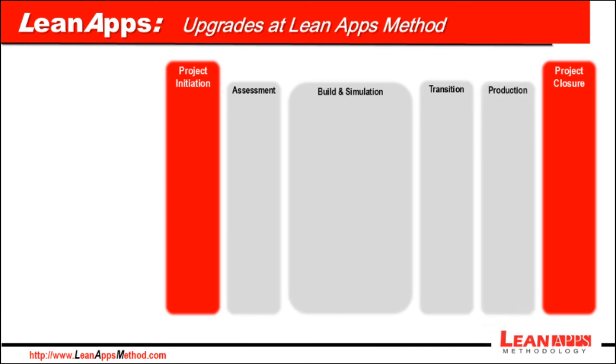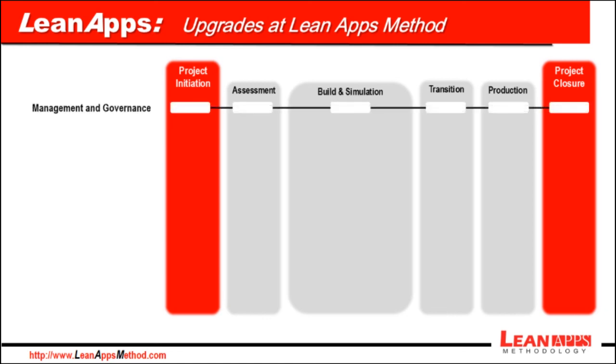Fourth phase is production, where we sustain production for a short period and provide final knowledge transfer to the client's IT department and key users. Only 8 processes are considered in an upgrade project according to the LeanApps method. They are management and governance, which as a matter of fact is not a single process, but an entire area that I will explain later on in this video.